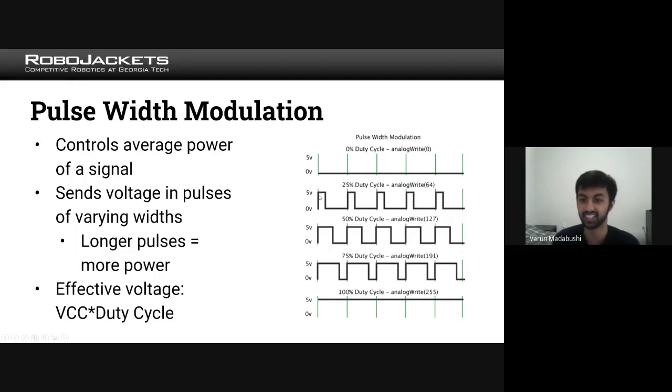And you might be thinking, oh, these pulses are just going to make the motor go fast and stop, go fast and stop. But remember that due to the inertia and due to the inductance, there's a smoothing effect which causes it to average out.